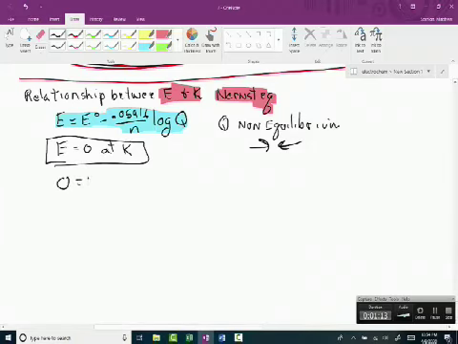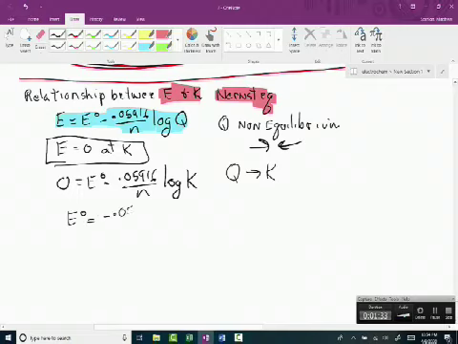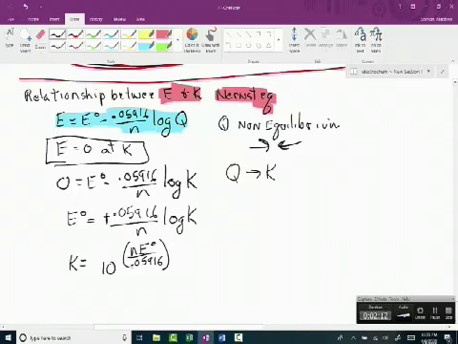And so you get 0 equals E naught minus 0.05916 over N log of K. The Q turns into K at equilibrium. Okay, and so what we end up with then is E naught equals negative 0.05916 over N. Actually, it's positive, there was a sign change, times the log of K. And you manipulate that, and you get K equals 10 to the N E naught over 0.05916. Okay, so let me demonstrate this to you.